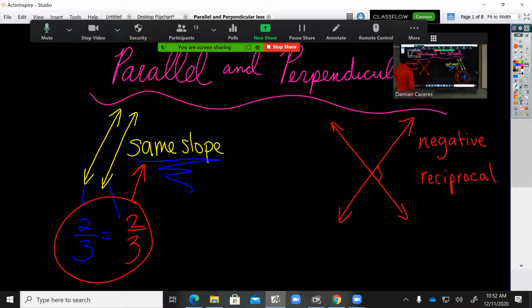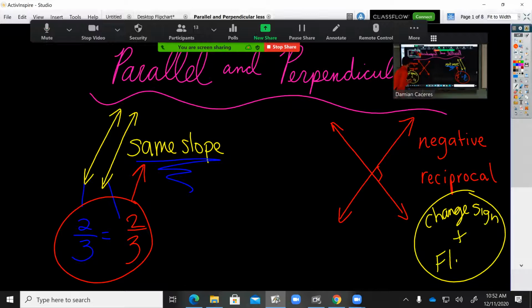Now for perpendicular, the slopes are negative reciprocals of each other. Now I'll explain to you what those two words mean. Change the sign and flip it. Negative tells you to change the sign. Reciprocal is a fraction flipped.